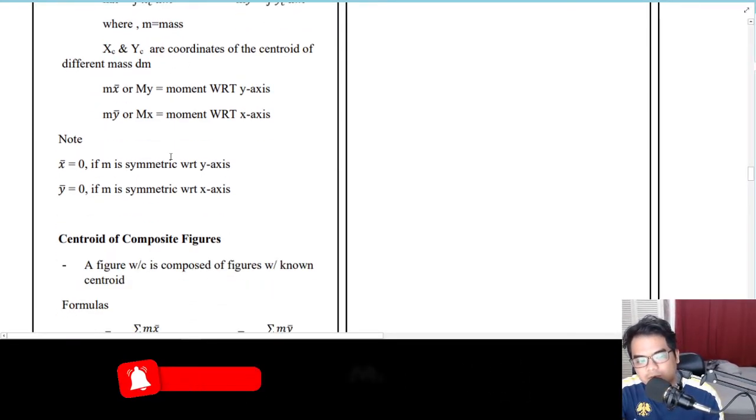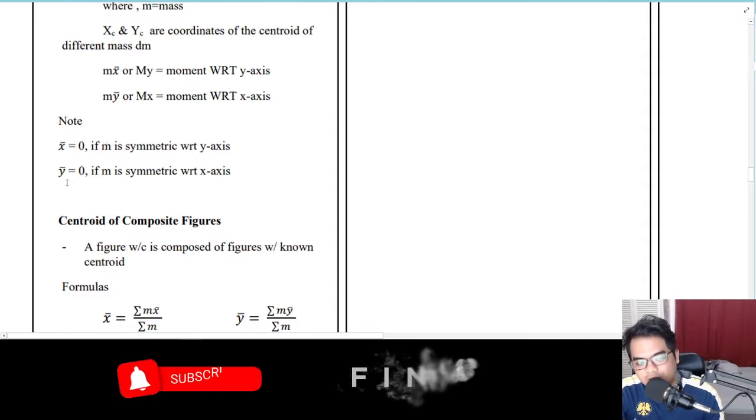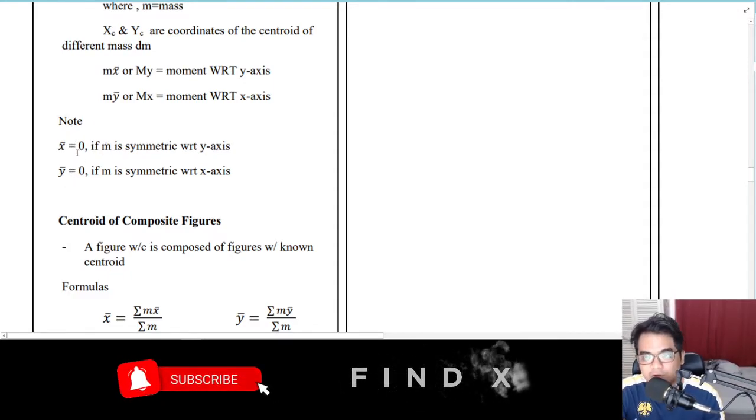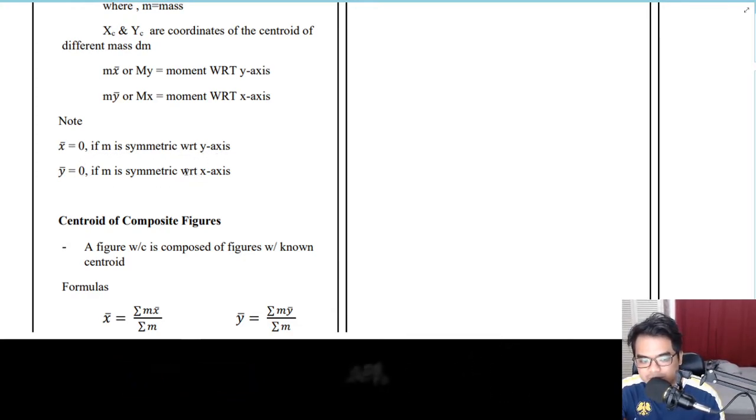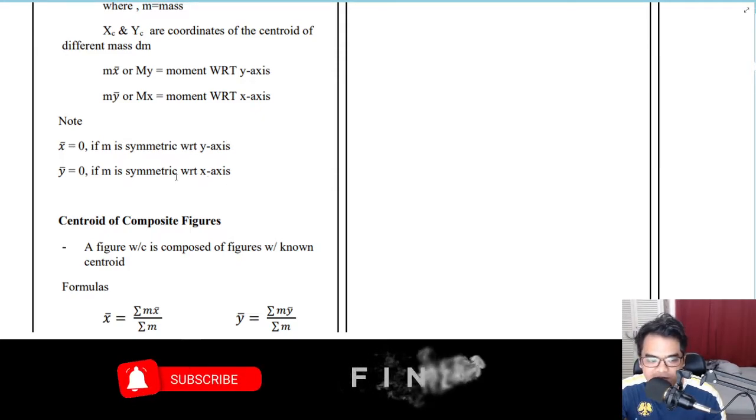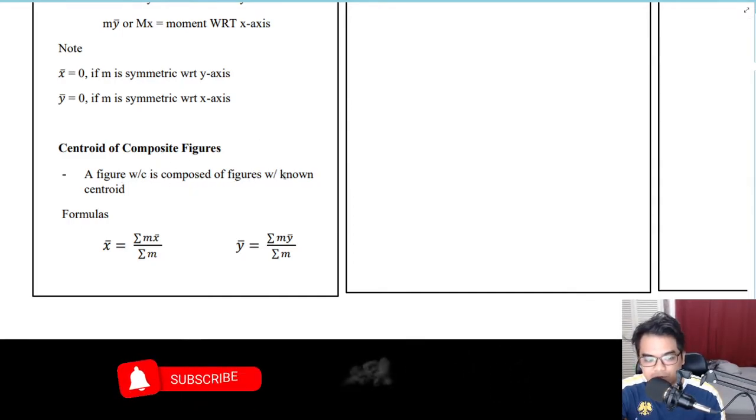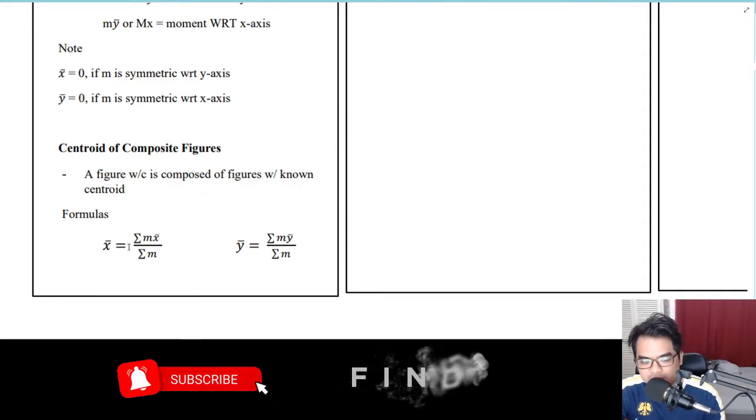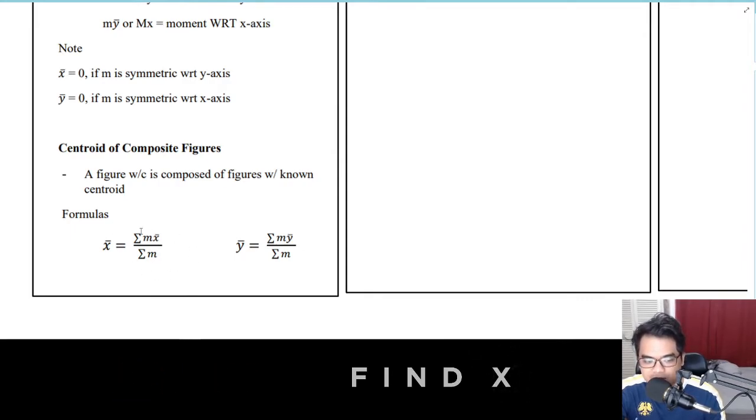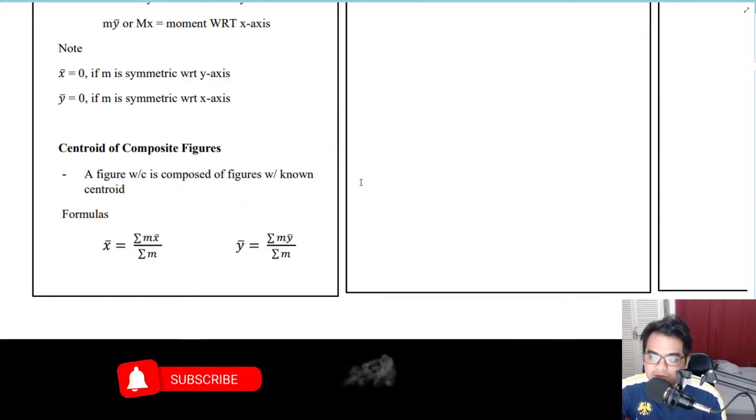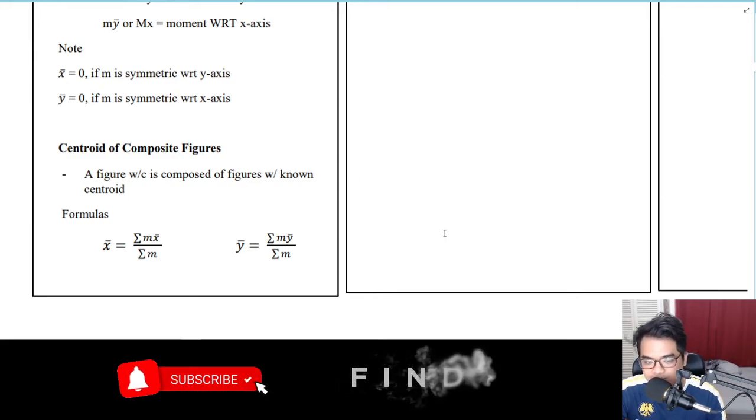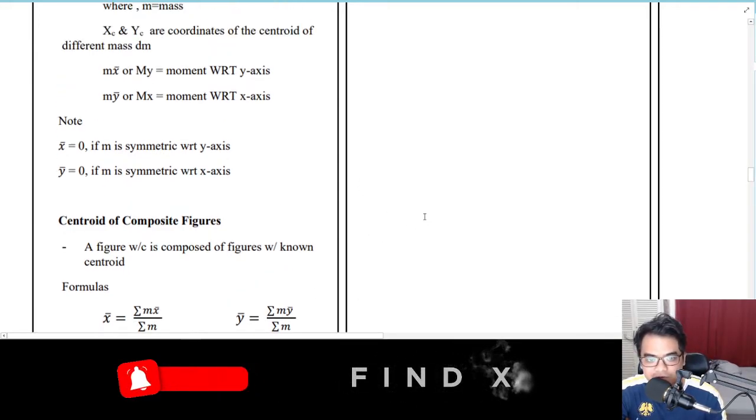Note that x bar will be equal to 0 if m is symmetric with respect to the y-axis, and y bar will be 0 if it's symmetric with respect to the x-axis. Another one is the centroid of composite figures, a figure composed of figures with known centroids. We already have the formula here: x bar equals the summation of m x bar over the summation of m. Again, m here is still replaceable by area or volume. So without further ado, let's get into the first example.